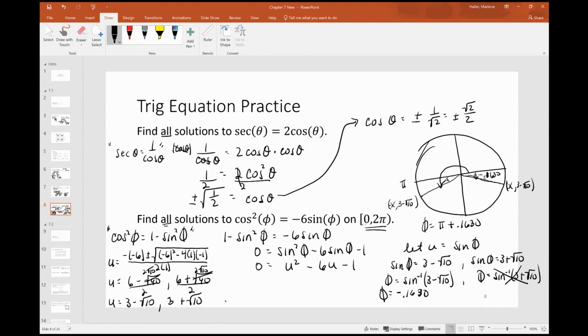All right. Now the second solution is the positive version of this negative 0.1630, which is what? All the way around and then stop here. Well, I think the easiest way to present that solution is 2 pi minus 0.1630. All right. So there are the two solutions between 0 and 2 pi for phi.